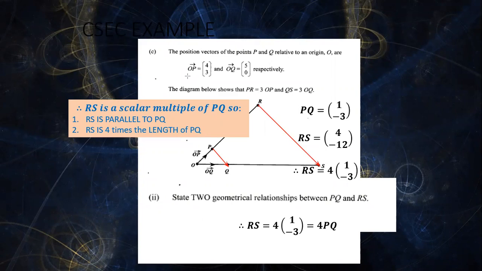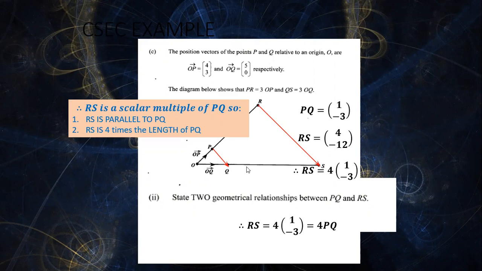Basically, that's going to be what it's all about: the geometrical relationships between the vectors. And it's clear to see exactly that they are parallel and one is 4 times the length of the other. Okay, so those are two geometrical relationships.